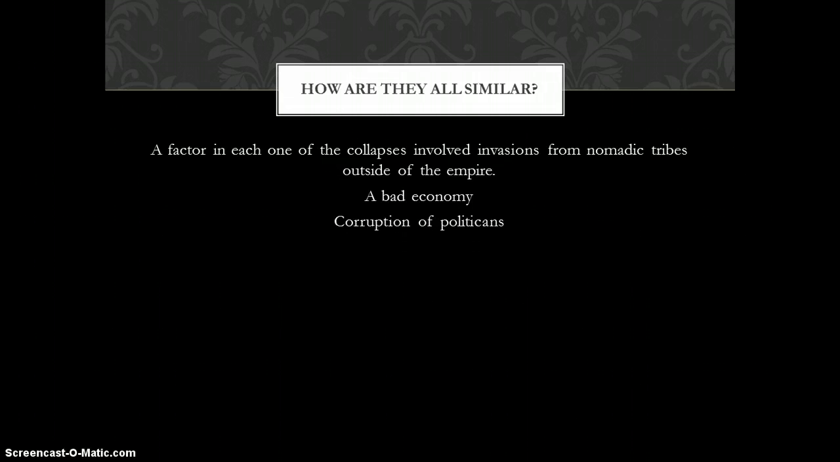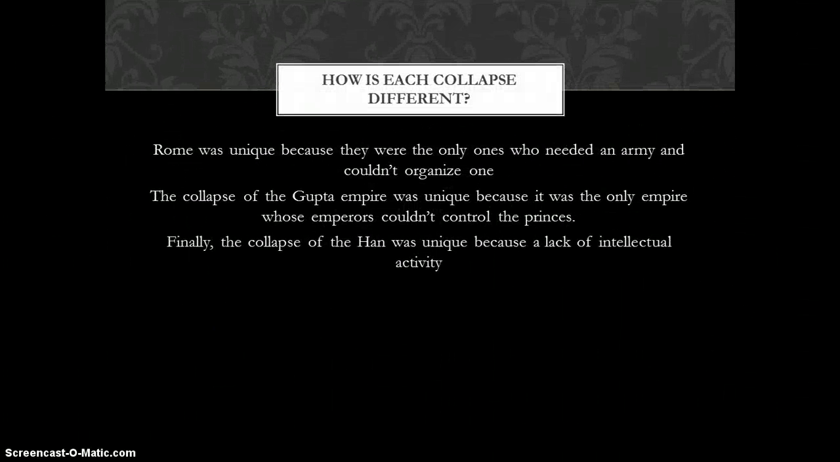Bad economy. An economy is everything in a society. If you have a bad economy, your society can't run. And corruption of politicians. Materialism. They were thinking about themselves as opposed to thinking about the good of the empire, which didn't work out in the long run. So how are each one of these collapses different?